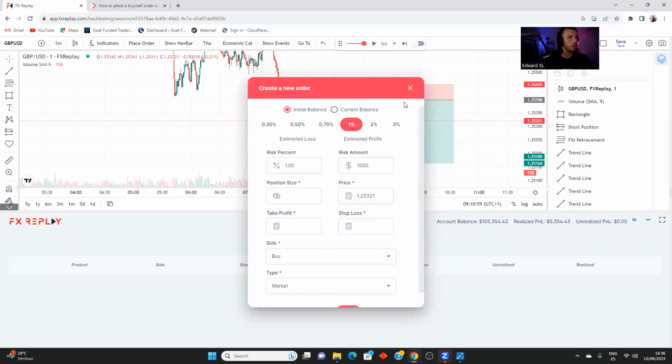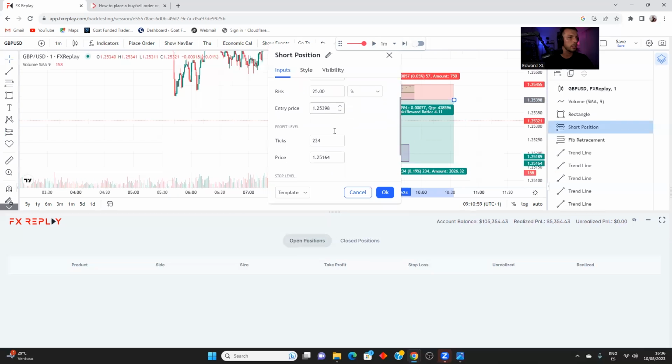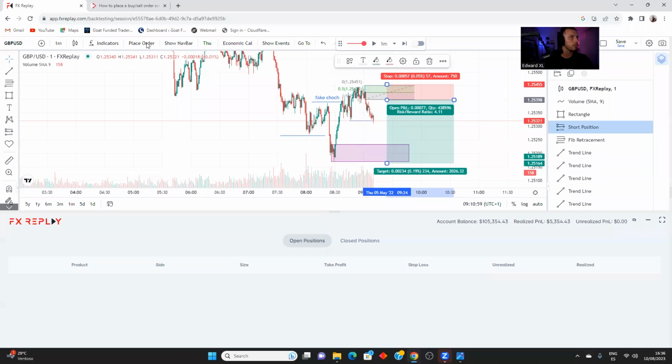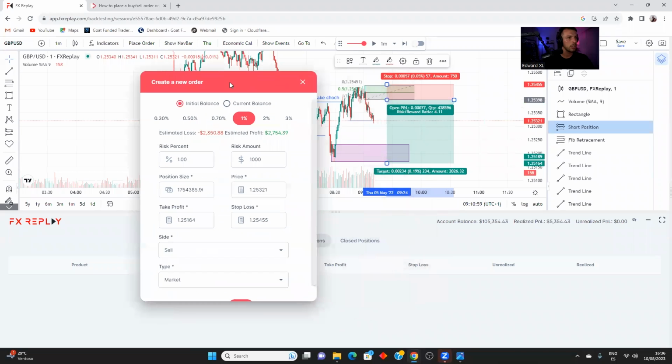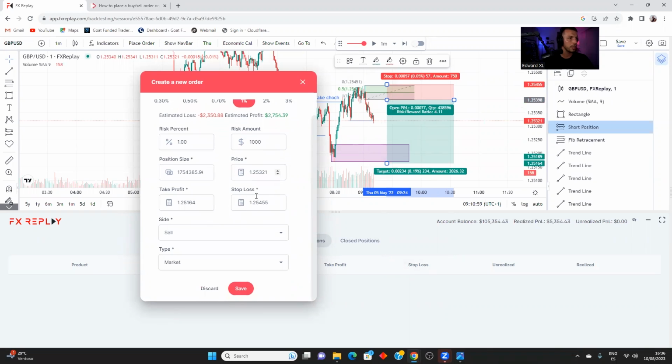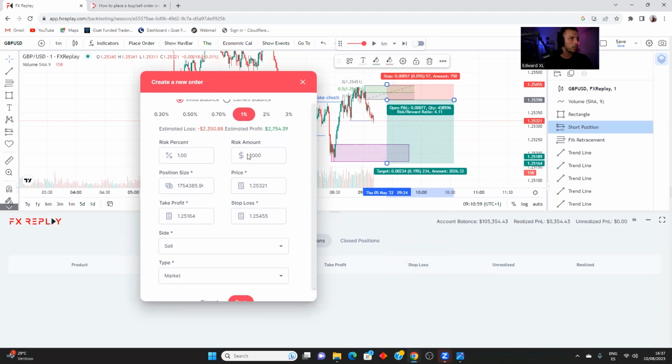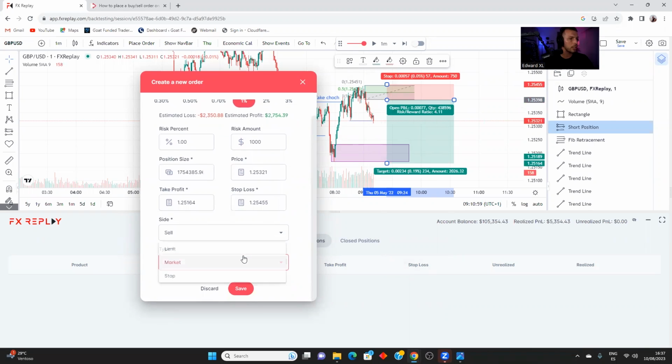Let's place an order. Again, let me see if the secret way works again of placing the order. Amazing. Apparently it does. But I don't know why the estimated loss is the same as the possible profit. Let me see. So risk amount 1%. Perfect. On initial balance. Yes, correct. That's what I want to do. Take profit 1.2516. Yes. Stop loss 45.